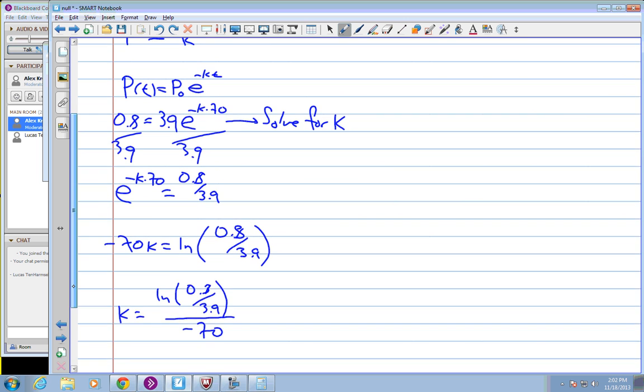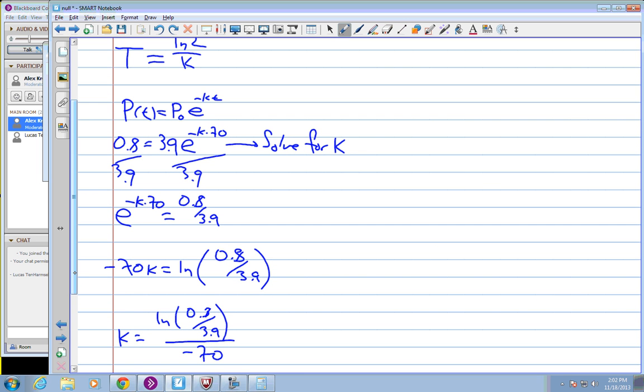So for number 26, is it just the ln of 2 over 0.05? Yeah, so we see that $5,000 doesn't matter. Yeah.